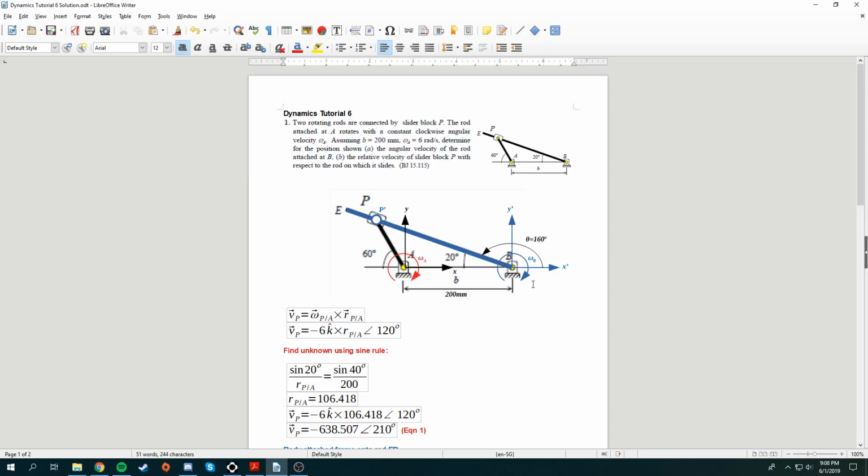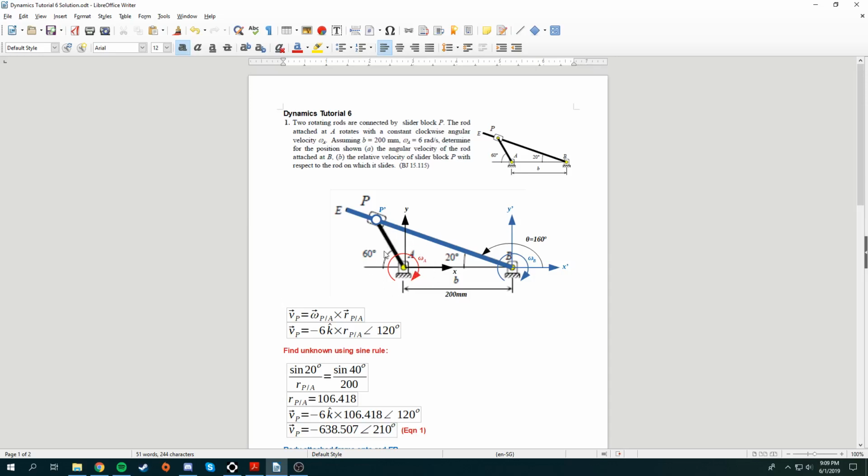Okay, as usual, we'll write down what we know first. We know that this angular velocity of A, omega A, of 6 radians per second is actually negative 6 radians per second. Why? Because it's rotating at a constant clockwise angular velocity. Clockwise is negative, counterclockwise is positive. That's why we know it's negative 6. Velocity of P can be determined either from point A or point B, but I take point A first, okay?